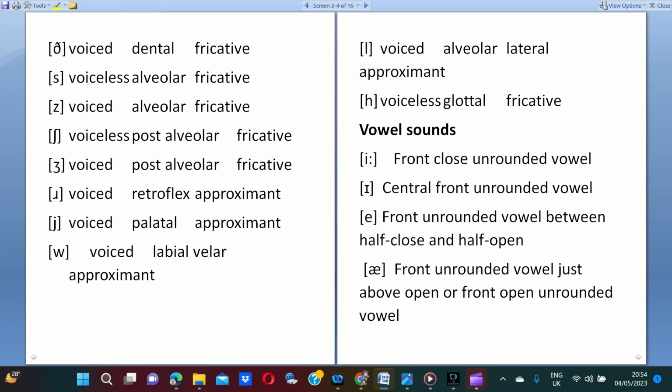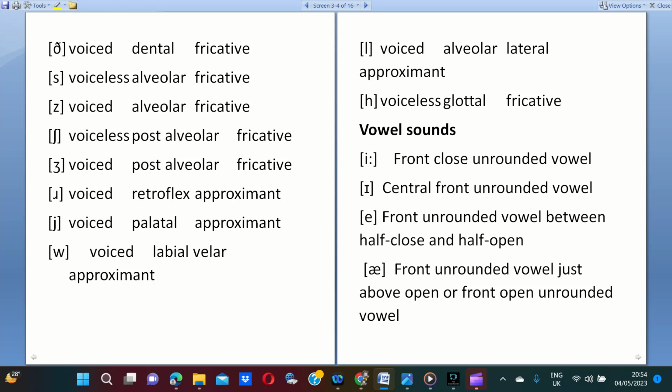This is an approximant. In the approximants, the organs of speech are partially closed, so we call them approximants. This sound is produced in the region of the hard palate. It is produced with the help of the hard palate and the middle part of the tongue.